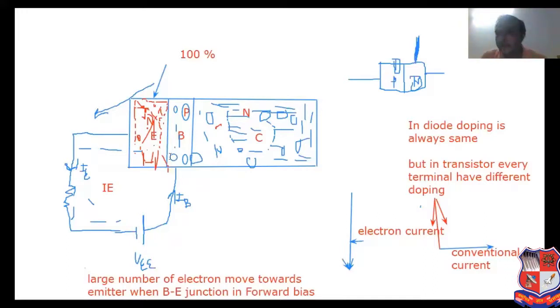Why do they travel towards the collector? Because the area of the base is small, so the remaining electrons travel towards the collector. I agree that 2% of the electrons combine with holes. See this process: if this electron combines with a hole, then the electron flows like that. See, this is the path of the electron.